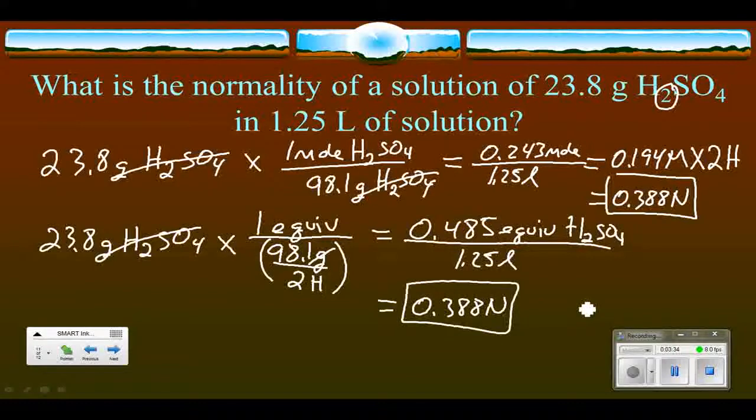So it doesn't make any difference which way you do this problem. You're going to get the same answer. You just have to decide for yourself whether you would prefer to do it as a molarity problem and then change it, or whether you'd rather do it as an equivalents problem and end up with the answer in the end.